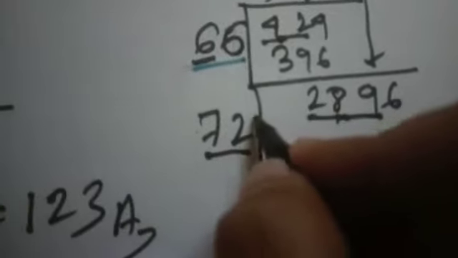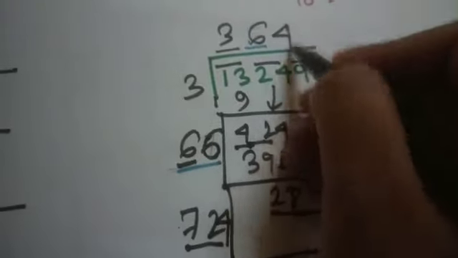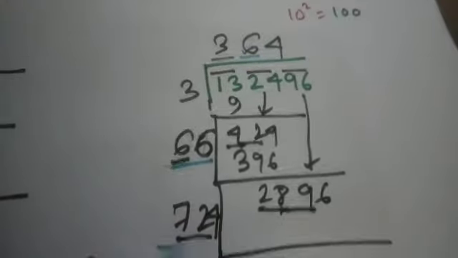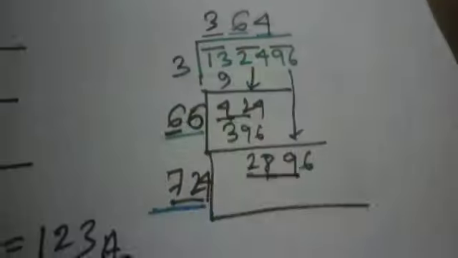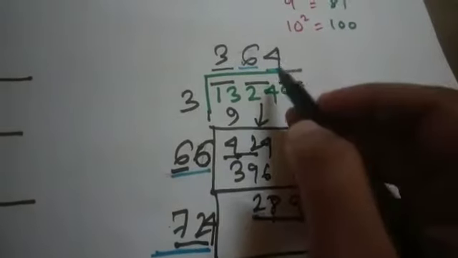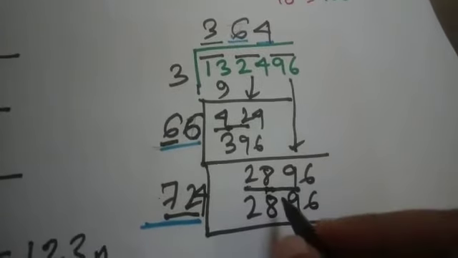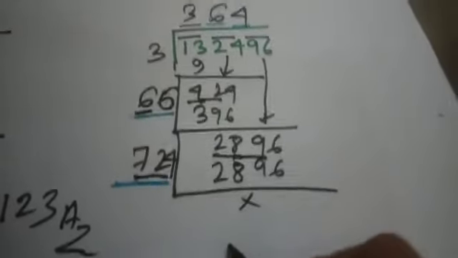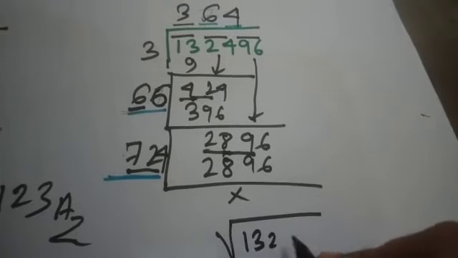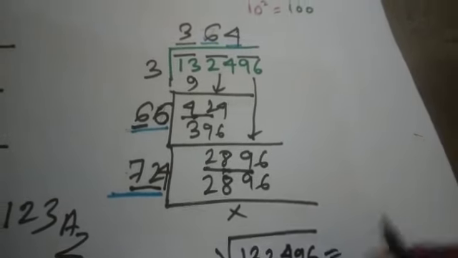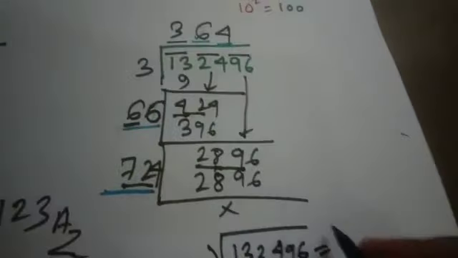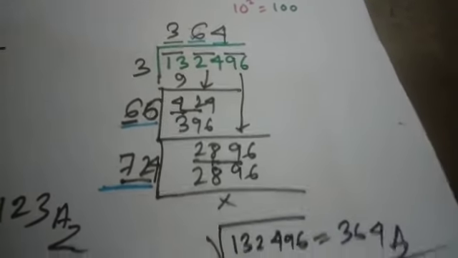We write here 4, and here also 4, and hence we multiply 724 by 4. 724 into 4 is 2896. These two are the same. Let's cancel. This is 0, and hence the required answer is square root of 1,32,496 equal to 364. This is the answer. Hope you can understand this process. Thanks for watching.